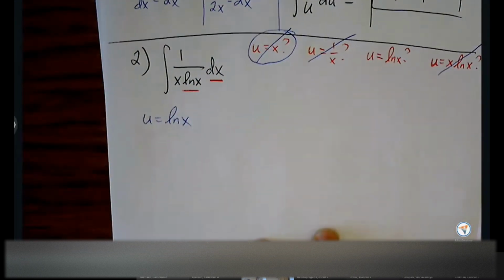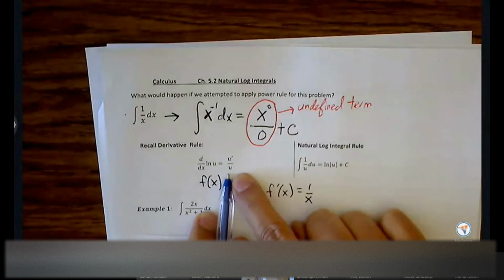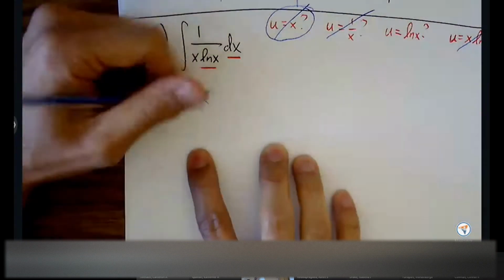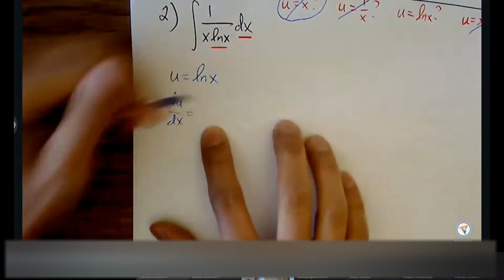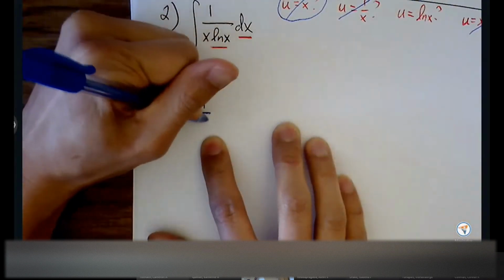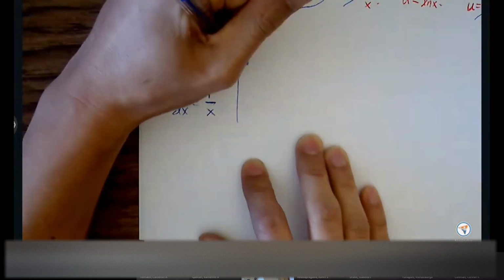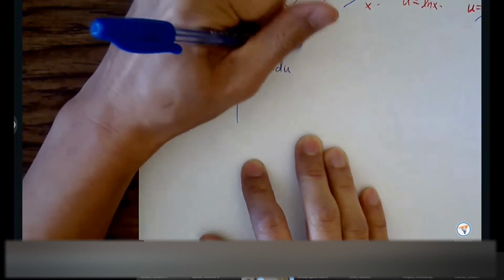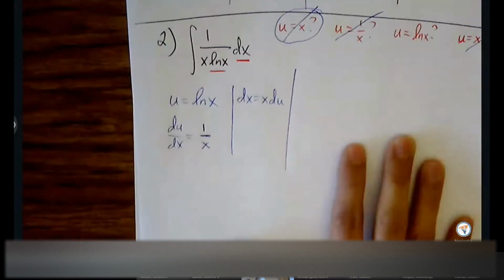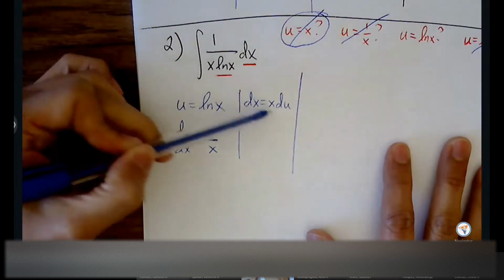U value is natural log of x. The derivative of natural log of x from first semester, we learned natural log of u becomes u prime over u. So du dx is equal to what? 1 over x, yeah. Cross multiply to get that dx by itself. And we're ready to make our substitutions. Replace natural log of x with u, replace dx with x du.